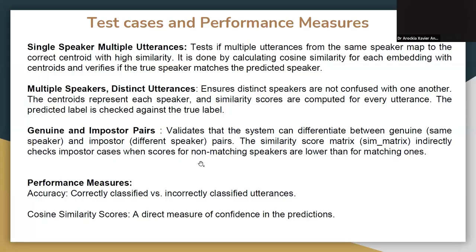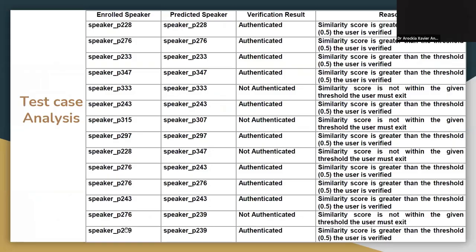The genuine versus imposter pairs are now given out, and the validation differentiates between the genuine and imposter pairs. Here is again the similarity matrix, which directly checks imposter cases when scores are for non-matching speakers. So performance measures, basically the accuracy and cosine similarity scores, are applied. So these are some of the model built, and some errors from our model: the speaker is not authenticated, the similarity score is not within the threshold.